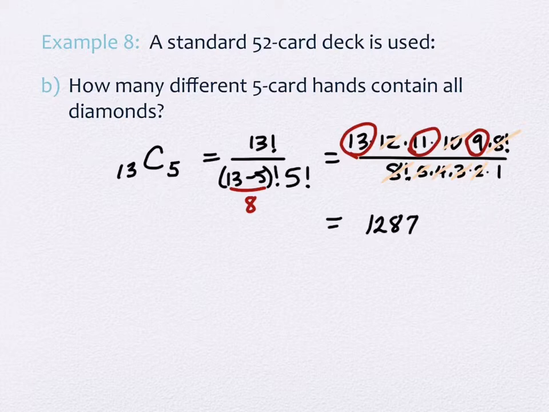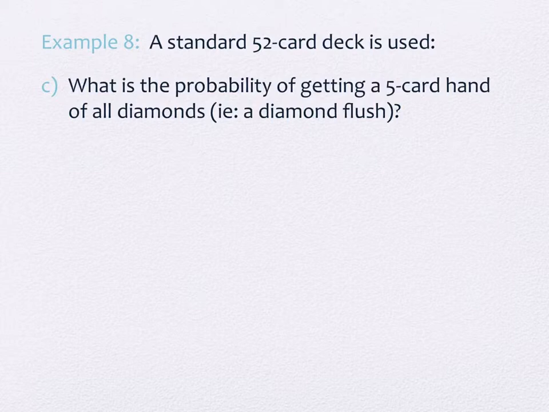Okay, now if I had asked you a minute ago, is 1,287 different hands a lot? You probably would have said, yeah, I mean, that's 1,000 different hands. But if you compare that to the 2 million I just got on the previous slide, is that very many? Nope, not very many. Not only that, but on Part C, we could actually look at the probability of getting the 5-card hand that I just described, a 5-card hand of all diamonds. So we're going to have a probability of all diamonds. That's what we're calculating.